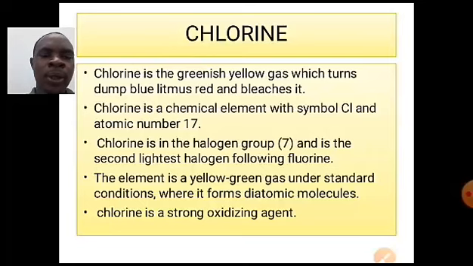Chlorine is a halogen, a member of group 7, and it is the second most reactive element after fluorine. The element is a yellow-green gas under standard conditions. It exists as a diatomic molecule in its normal state. Chlorine is a strong oxidizing agent.